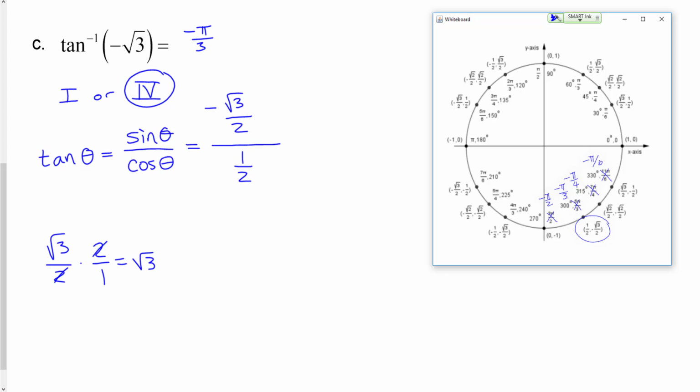It is tempting to write 5 pi over 3, but just remember with these arc tangent, arc cosecant, arc sine, the range is from negative pi over 2 to positive pi over 2. So you do answer with negative angles when you're in quadrant 4.